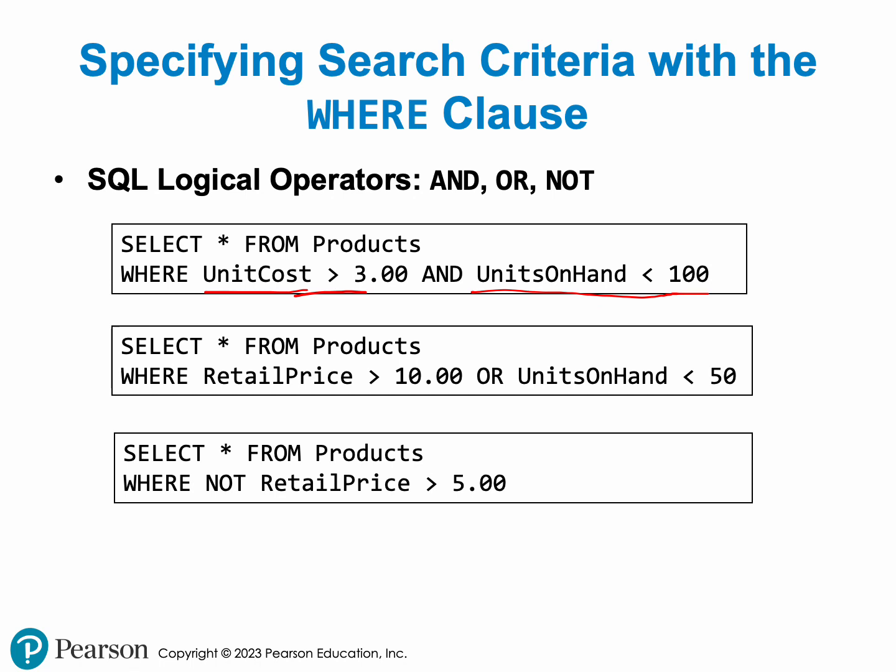And not works the same way. Select everything from products where the retail price is not greater than 5. So basically you can avoid doing that by putting the retail price less than or equal to 5.